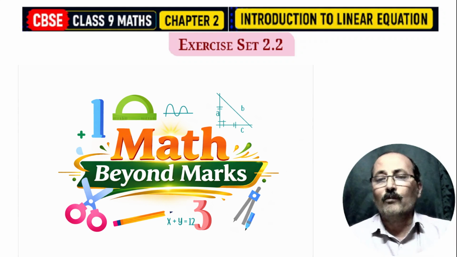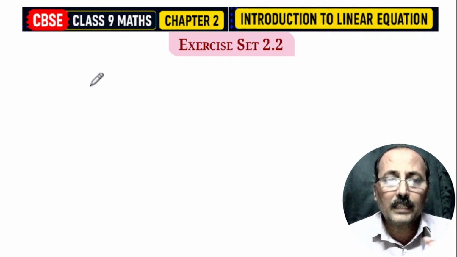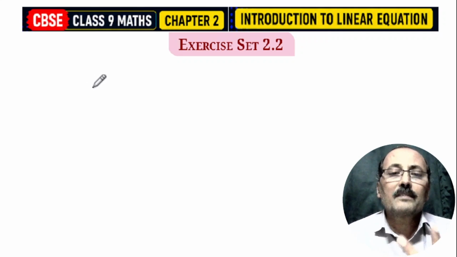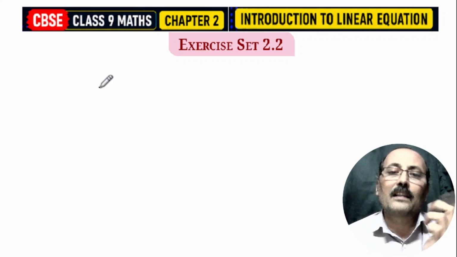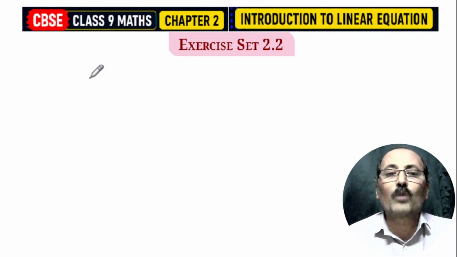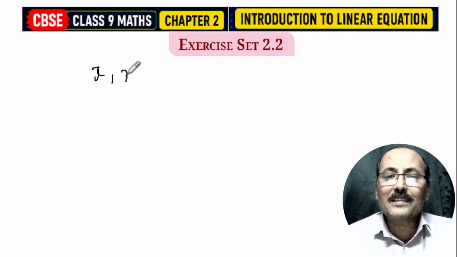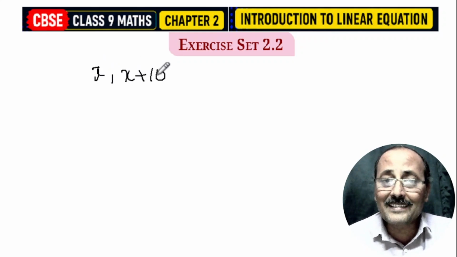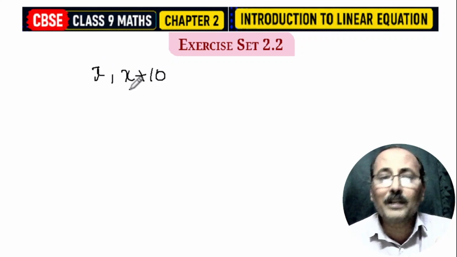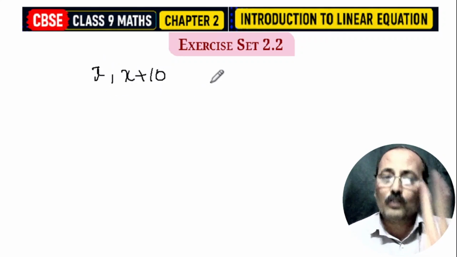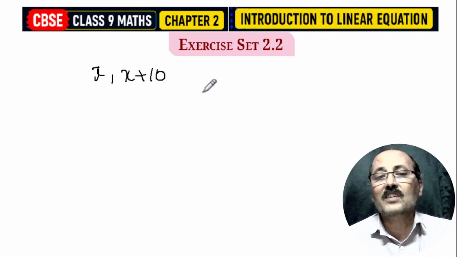Now I'll give you one example: there are two numbers such that one number is 10 more than the other number. How will you describe that? That means one number is x and the other number is x plus 10. Remember, I didn't say what the value of this number is. That's why I'm using x. The statement will come like this only. There are two numbers such that one number is x and the other number is x plus 10.